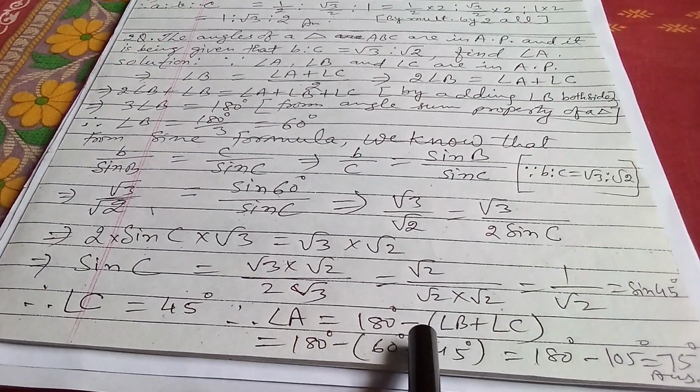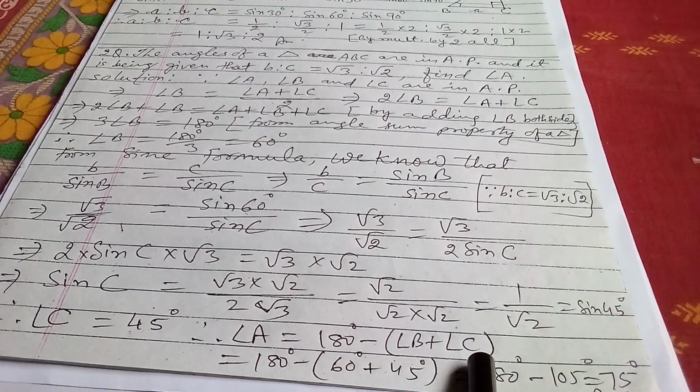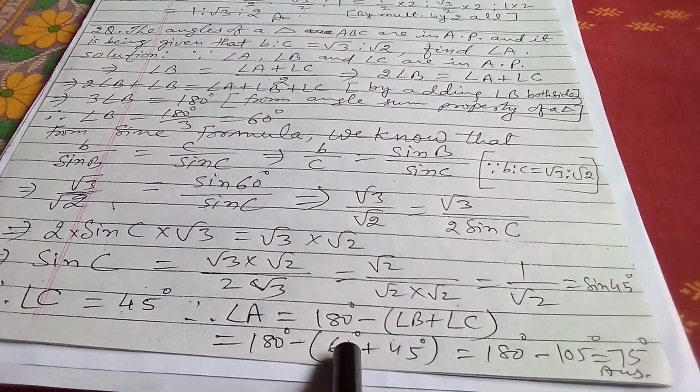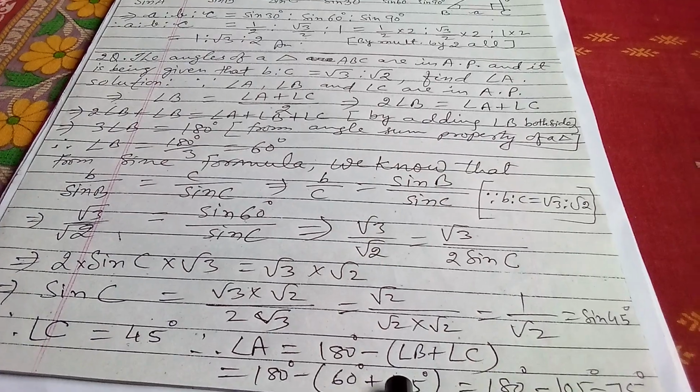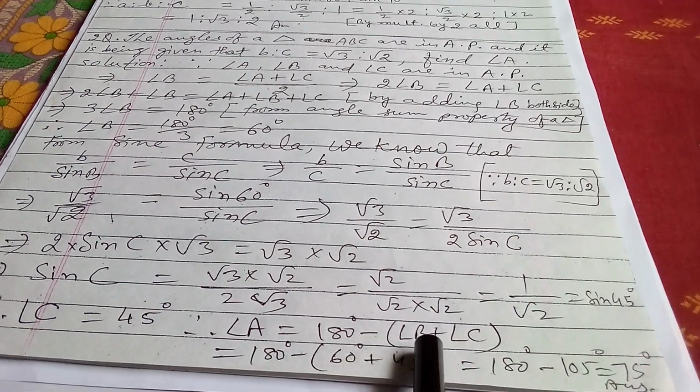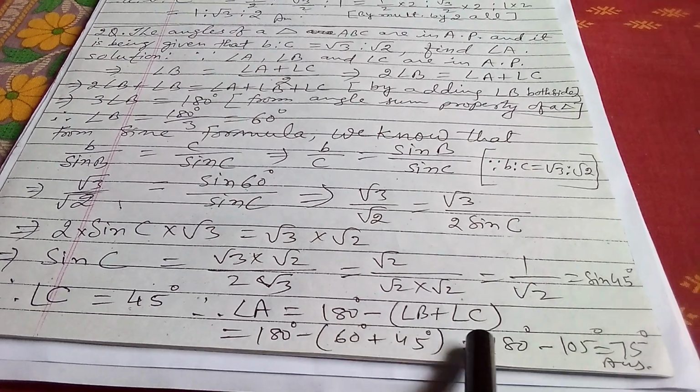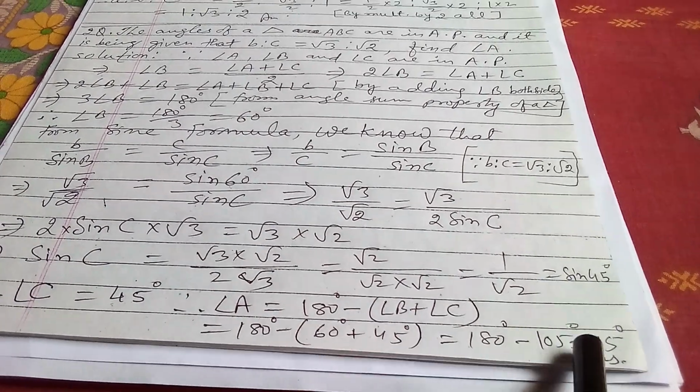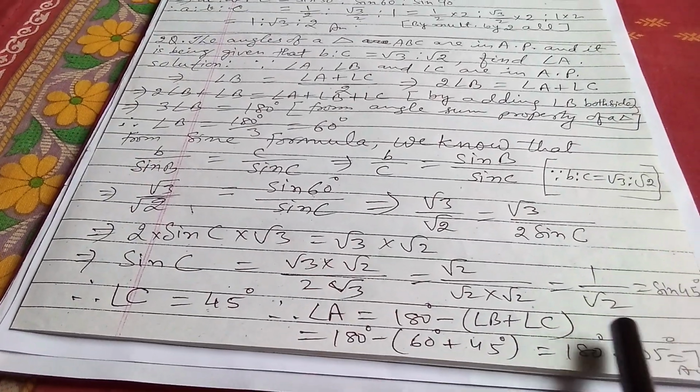And therefore angle A equals 180 minus (angle B plus C). The angle B value is 60 degrees and C value is 45 degrees. So 180 minus (60 plus 45), that is 105. So 180 minus 105 equals 75 degrees. This is the value of angle A.